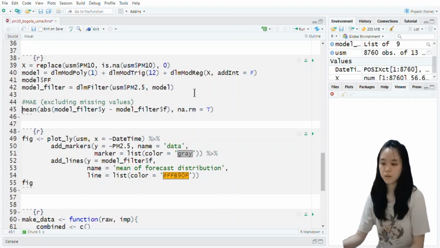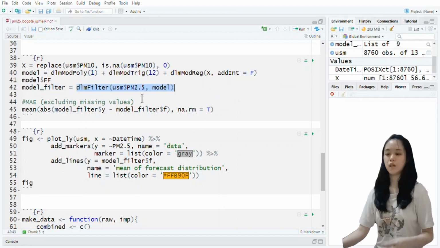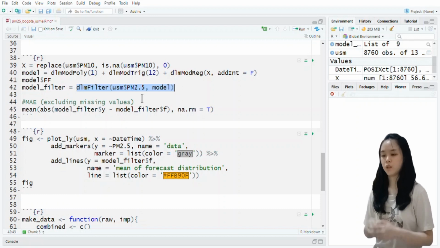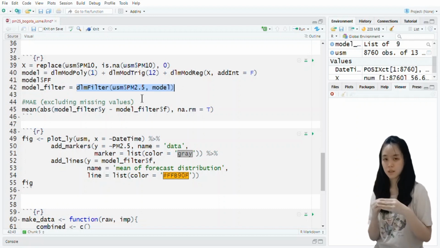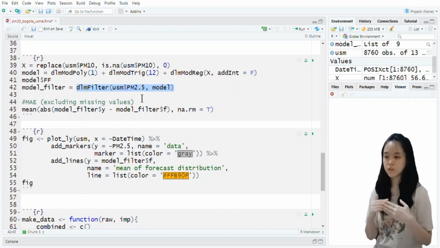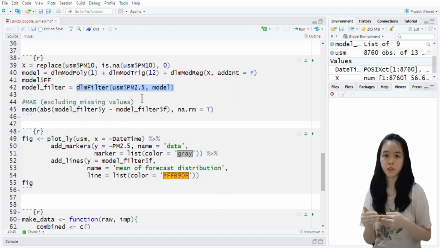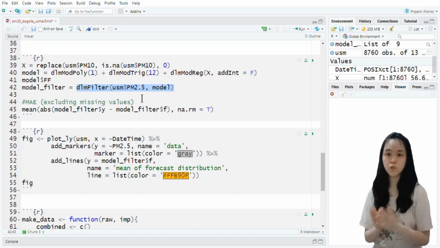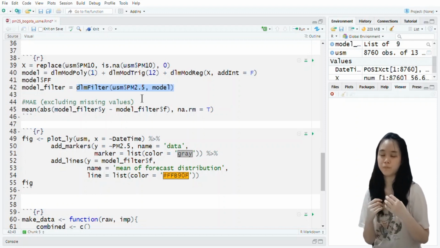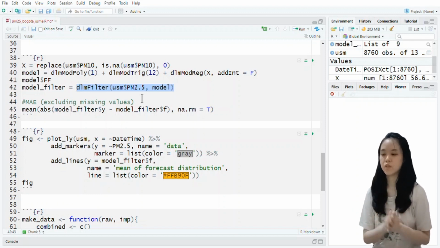Oh yeah, the forecasted value. So in DLM filtering, we update our state vector, or our model coefficients, and then generate a one-step-ahead forecast. And that forecast is what we are going to use to be imputed to the time series.